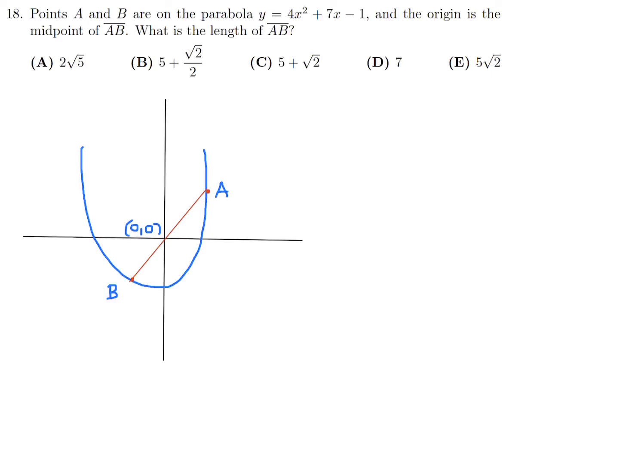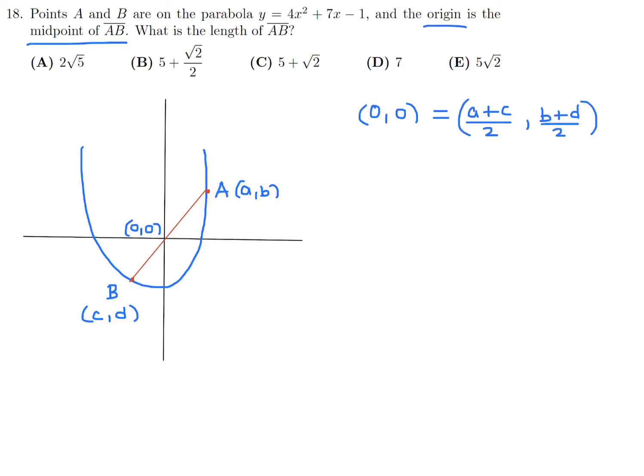So let's start labeling this. A, let's just call it (a, b), since I don't know the coordinates. And B, again, I don't know the coordinates, so I'll just call it (c, d). But since (0, 0) is the midpoint, that's very helpful because you can say that (0, 0) is the midpoint of A and B. That means (a + c)/2 and (b + d)/2. That's how you calculate the midpoint of 2 points, right? You add them, divide by 2.